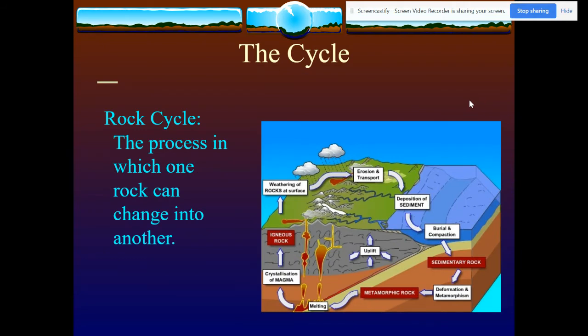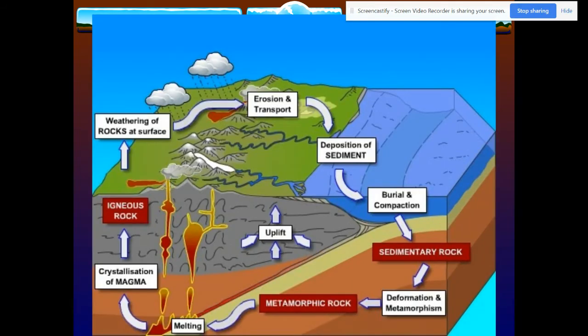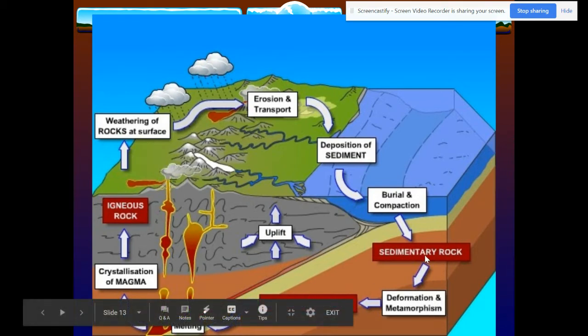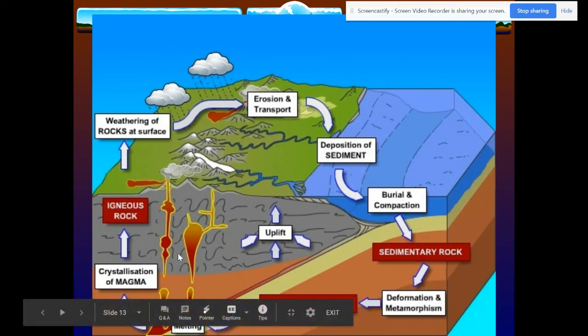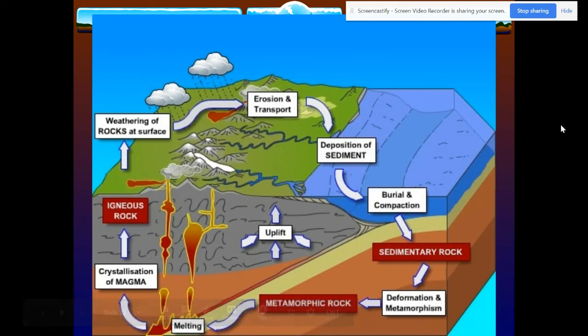So the cycle, and I'm going to blow this up in just a second, it's the process in which one rock can change into another rock. Because it is a cycle, and cycle comes from the same root as circle, we can see as we get the bigger picture here, it does go in a circular motion. So you could actually start anywhere. The igneous rock, the metamorphic rock, and the sedimentary rock, they are all highlighted here in red. And we can see how you can jump into the cycle anywhere and it will continue around because, like I said, cycle and circle come from the same root. So that is the concept with that.